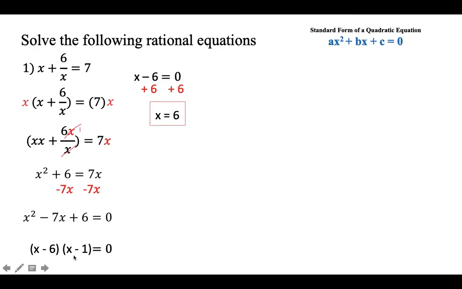Then the other factor is x minus 1. Add 1 to both sides so that x is left alone, then 0 plus 1 is positive 1. So the roots are 6 and 1. So that's how easy. So in given number 2, it's the same process.